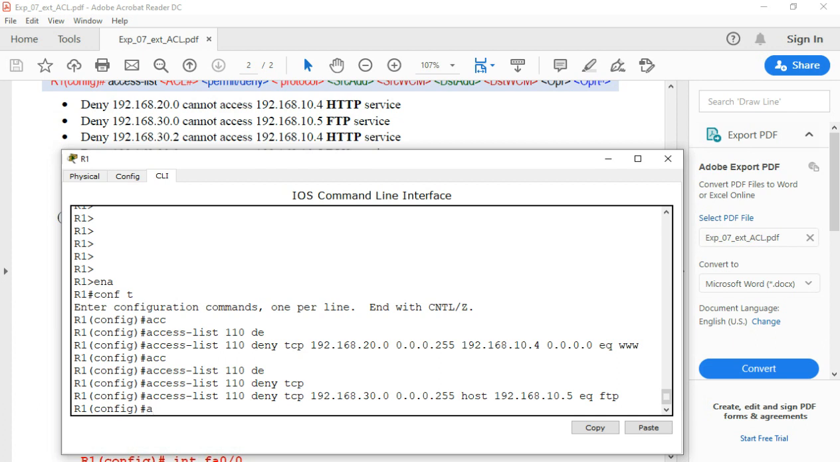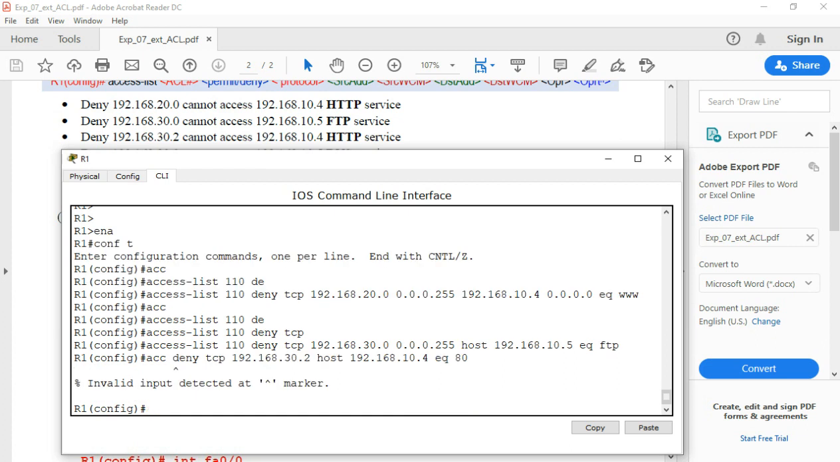So let's do it. Access list deny, it is TCP, 192.168.30.2, host 192.168.10.4. No need to write the wildcard because we already wrote host before. Okay, equal, we can write www or 80. I will write 80. Oops, what?